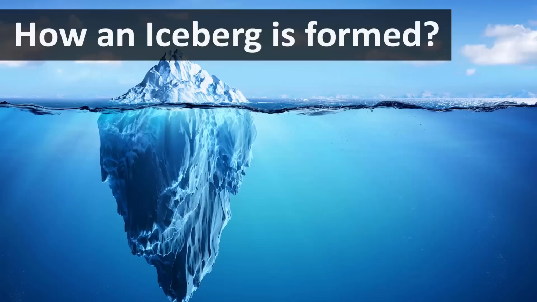In this video, we will learn how an iceberg is formed. When a big piece of ice breaks from a glacier and reaches open sea or ocean water, that is known as an iceberg. Now, how does an iceberg break from a glacier? There are two reasons behind it.